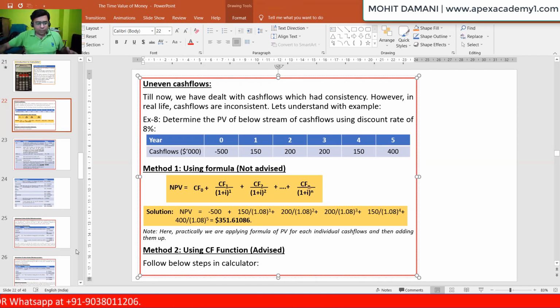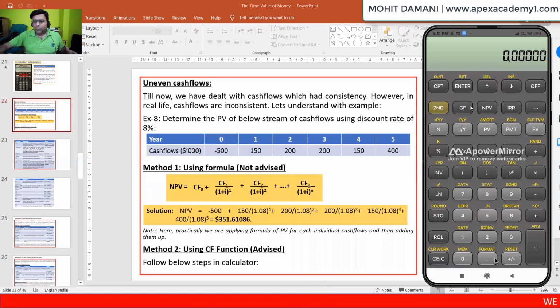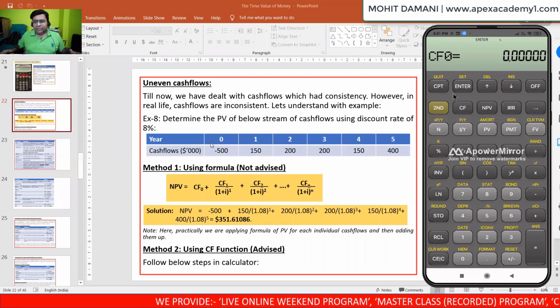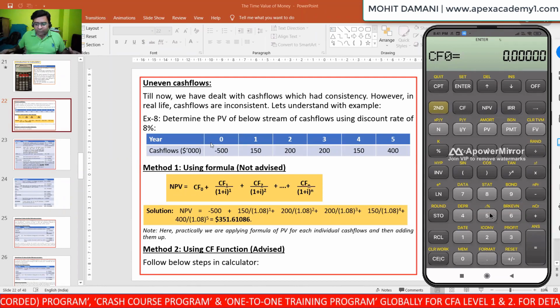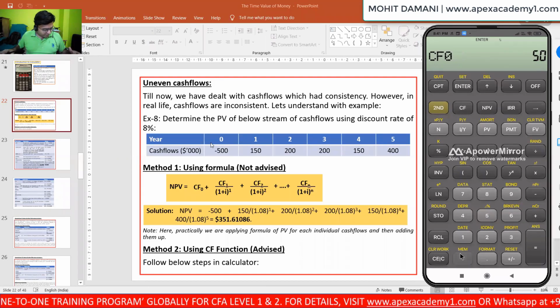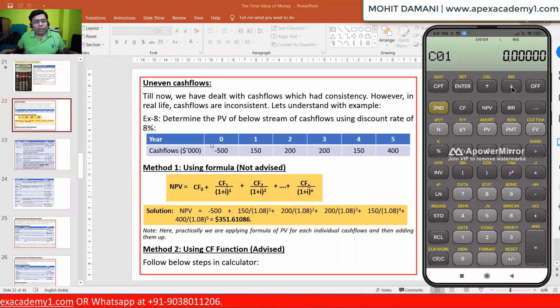In that situation, keystrokes are also mentioned, but we will do that. Let me put it here and then do that. You will press CF, second, clear work, to clear any historical number. And then CF0. What is CF0? The 0th year cash flow. The 0th year cash flow is negative 500. So I will press 500, plus minus, enter, arrow down. Then it is C01. That is the first year cash flow, which is 150, enter, arrow down.